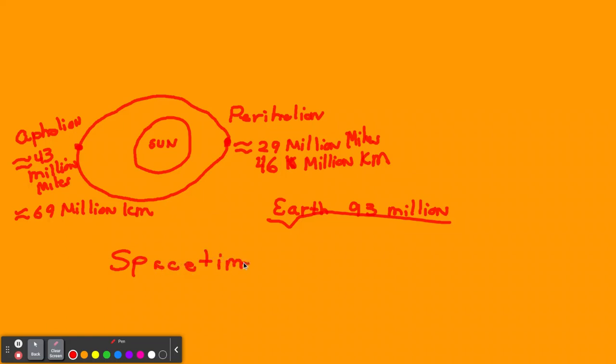Space-time curvature. Basically, space is curved. Gravity will bend space. Let's look at a picture.